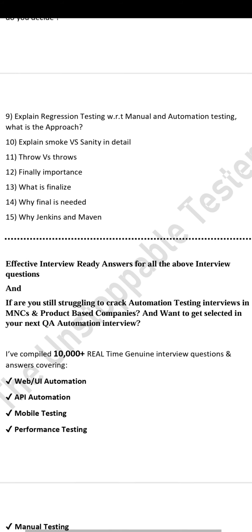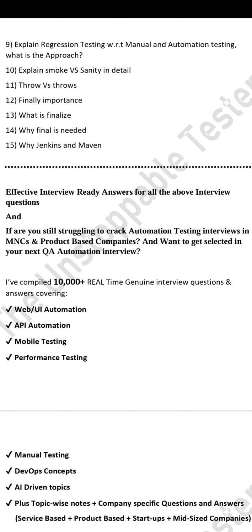Okay, the ninth question goes like: explain regression testing with respect to manual and automation testing, and what is the approach followed. The 10th question goes like: explain smoke versus sanity testing in detail, and also they might ask you to explain with respect to automation.